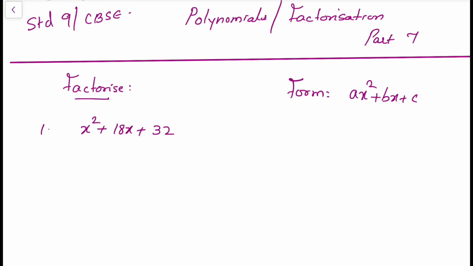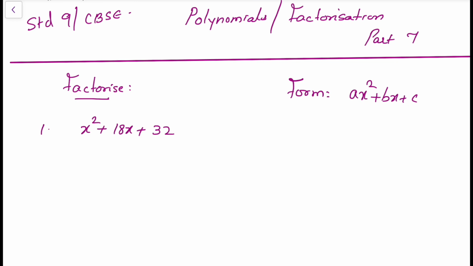Now continuing with the factorization, this is of the format ax squared plus bx plus c. The previous one we did was a squared minus b squared format. And now it is ax squared plus bx plus c format we will be doing. So now here you have to split the middle term.